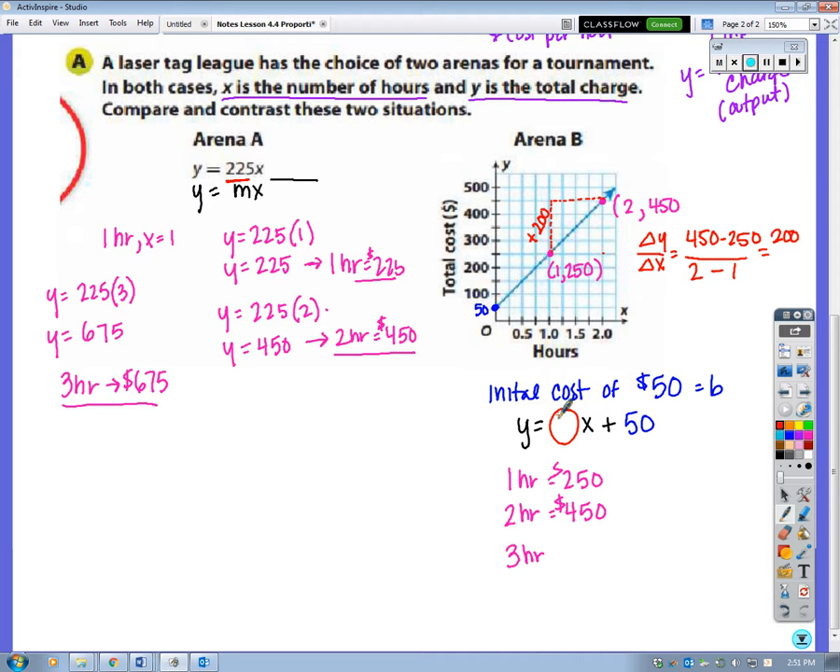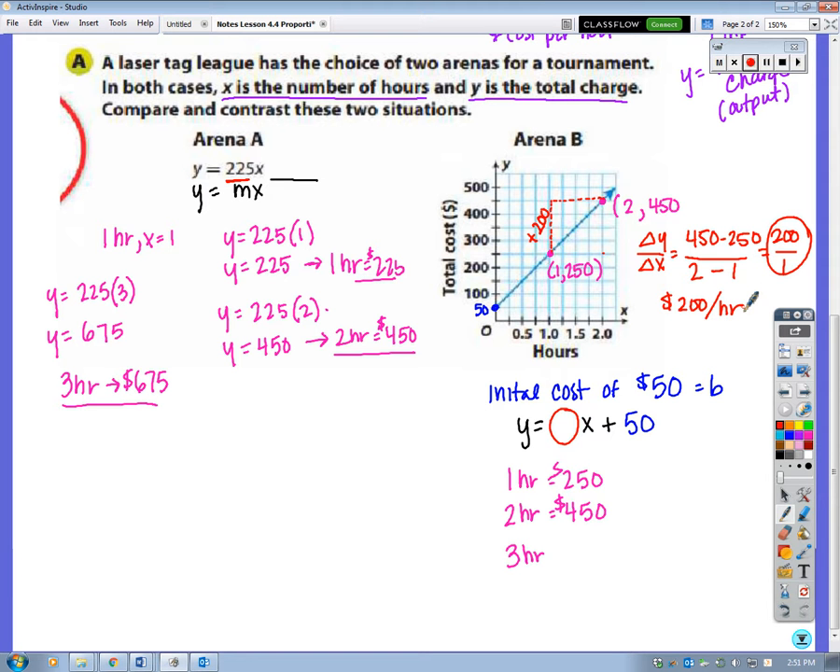So even though it's 4 squares, each one of those squares only represents a quarter of an hour. So you need to make sure you're measuring those units correctly. So this is a rate of change of $200 per hour.